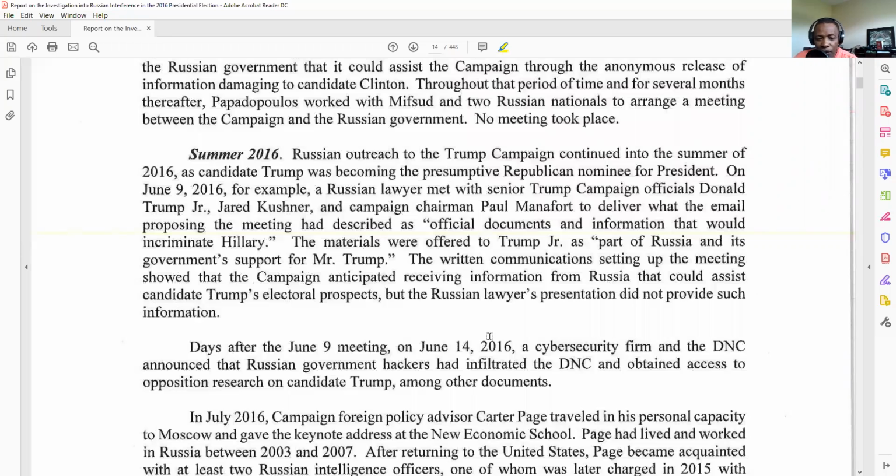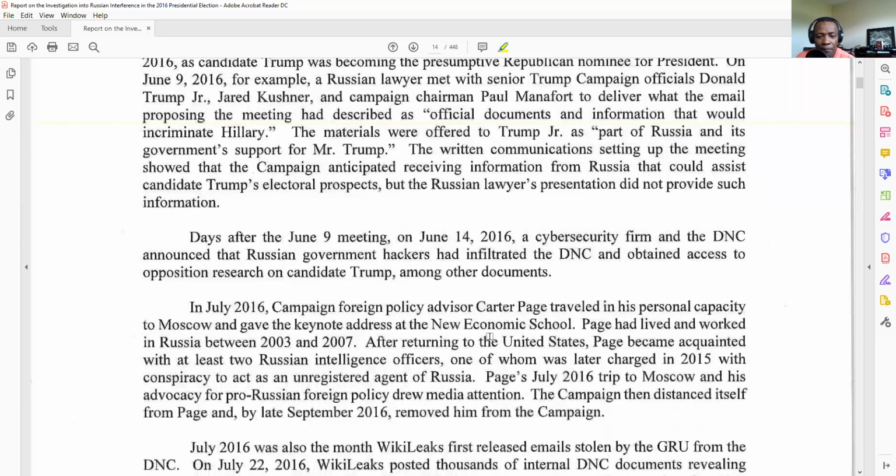The materials were offered to Trump Jr. as, quote, part of Russia and its government support for Mr. Trump, close quote. The written communication setting up the meeting showed that the campaign anticipated receiving information from Russia that could assist candidate Trump's electoral prospect, but the Russian lawyer presentation did not provide such information.